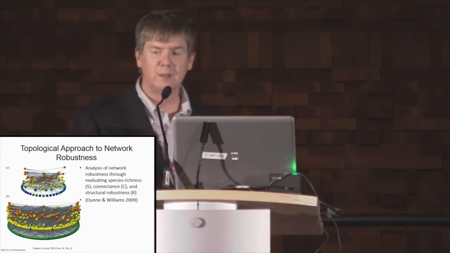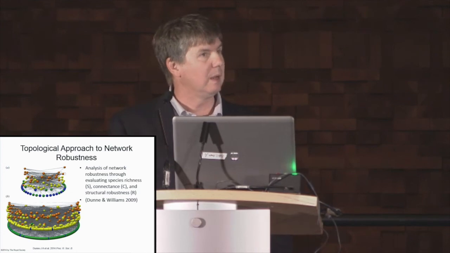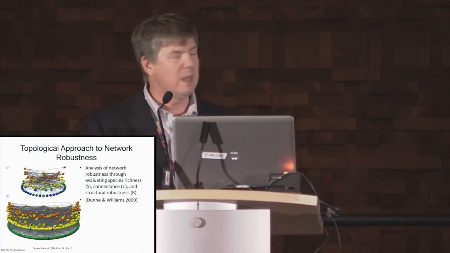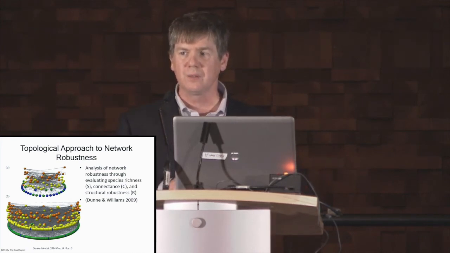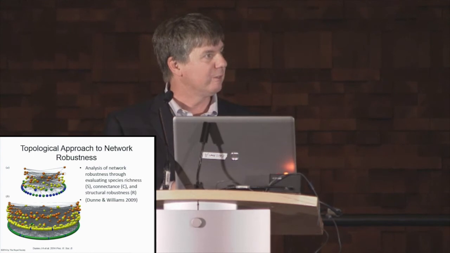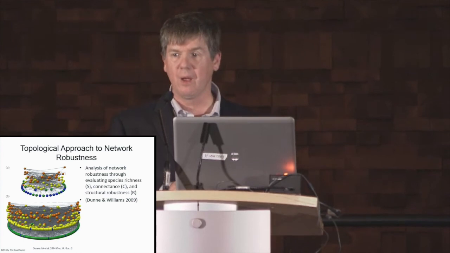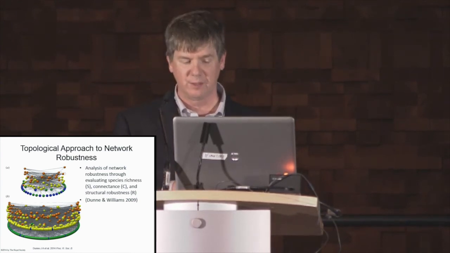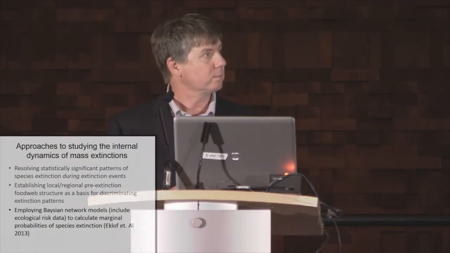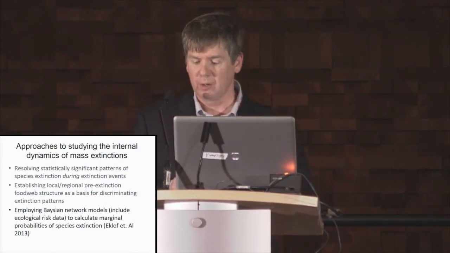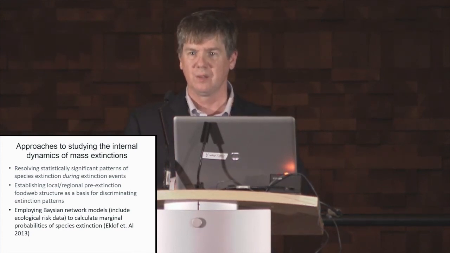There are also more recent attempts to use a Bayesian approach. There's a paper by Eklof et al. that was published in 2013 that uses a greater variety of ecological data to assess the risk that various species are under during events. Applying this sort of approach to the fossil record may also yield probably even greater insights than a topological food web model would. So all of these are approaches to looking at the internal dynamics of mass extinctions.